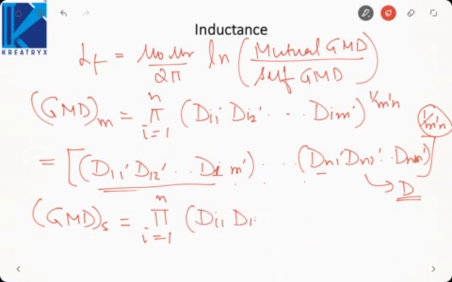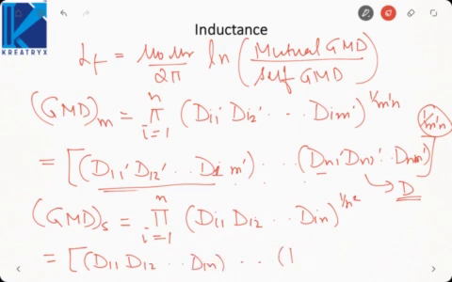GMD self is (d11 d12 ... d1n ... dnn) raised to power 1 by n square. This can be expanded like 1 1, 1 2, 1 n, n 1, n 2, n n, raised to power 1 by n square. Now if you see, in each bracket we have n terms and we have n brackets like this. So we have n square terms and we are raising to the power 1 by n square.